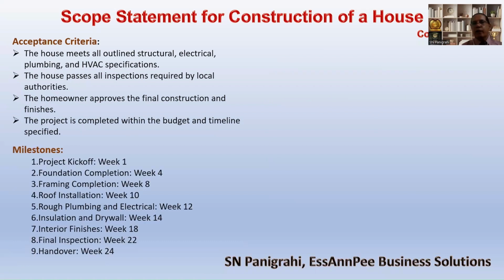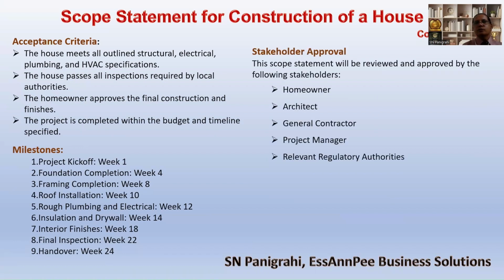Okay. Then milestones. This is also a part of the scope statement. The milestones are, as I told you, significant achievement points and the timeline. The significant achievement points are like the project kickoff meeting, which has to be completed in week 1, foundation completion in week 4, framing completion in week 8, roofing installation in week 10. Like this, specific timelines are mentioned for the milestones.